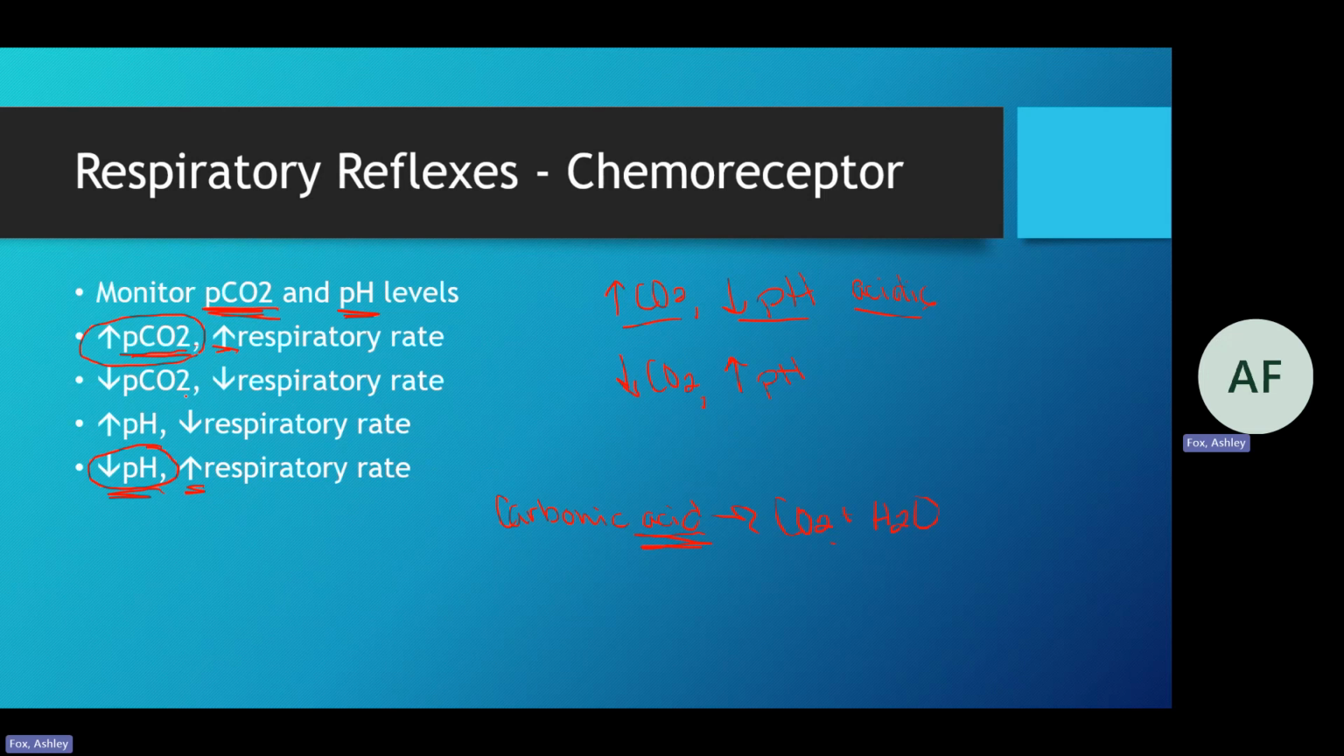Opposite. If for whatever reason you have low carbon dioxide, a lot of times that's because you've been hyperventilating and breathing off too much carbon dioxide, then you're going to increase your pH. Same thing. You have less carbon dioxide, you have less in transport, so you have less carbonic acid and protons, then you're going to have a higher pH. So both of those, we're going to want to keep carbon dioxide.